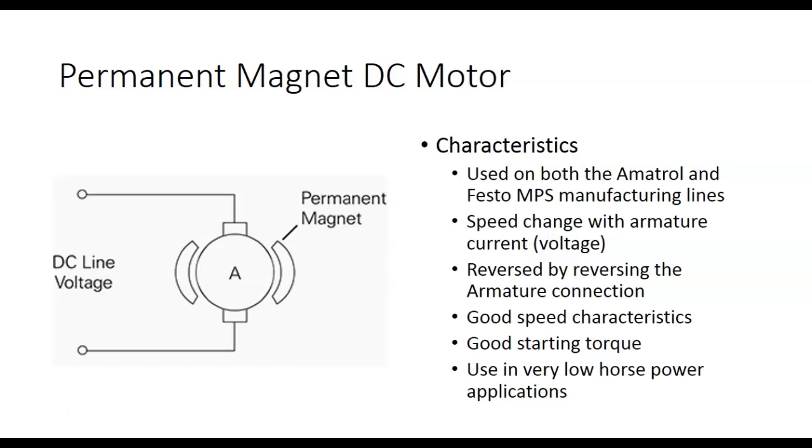A permanent magnet motor. This is what all our motors are on all our lines, used on both Amatrol and Festo manufacturing lines. Speed changes with armature voltage. We look at it from a voltage point of view, right? You understand? When voltage goes up, current goes up, and speed goes up. It reverses by reversing the armature connection. Good speed characteristic, good torque, very low horsepower applications. So we don't usually draw the symbol of the permanent magnets, we just draw the armature.